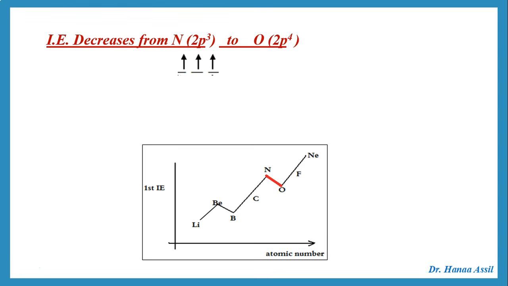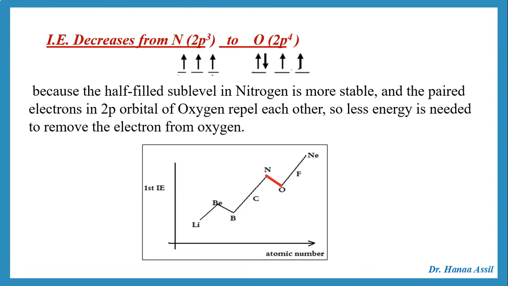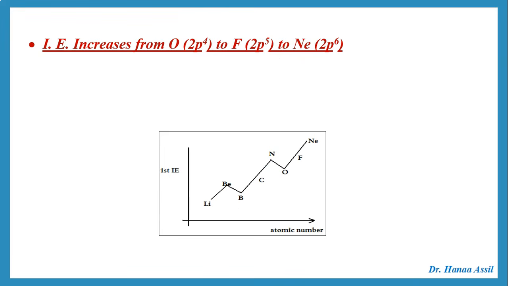But when we look at the electron we're removing from oxygen, it's a paired electron that is already repelled by the other electron, so it is more easily removed. So the ionization energy decreases from nitrogen to oxygen because the half-filled sublevel in nitrogen is more stable. The paired electrons in the 2p of the oxygen repel each other, so less energy is needed to remove the electron from oxygen. Are we following how to explain all of this? Okay. Then we go from oxygen to fluorine to neon.